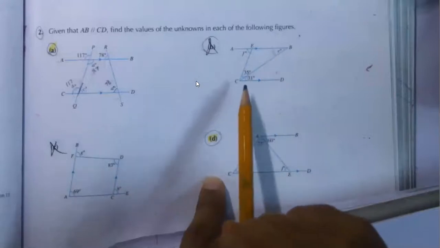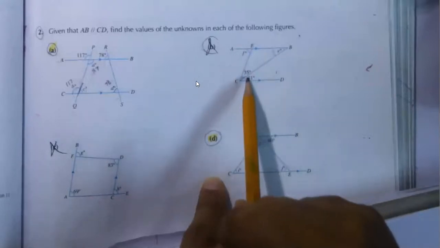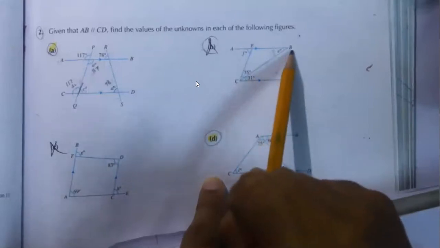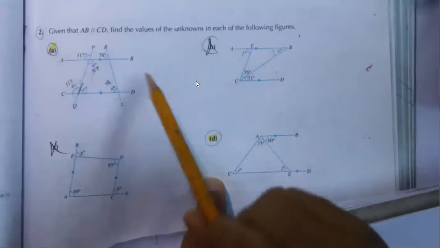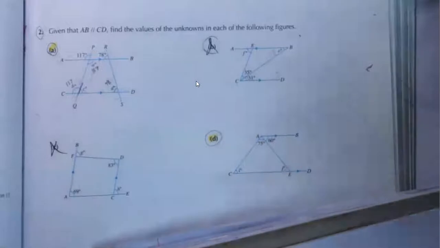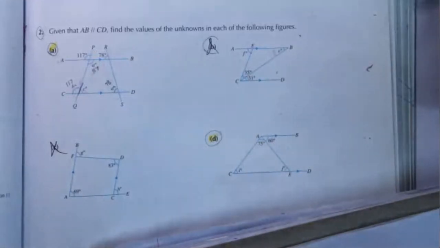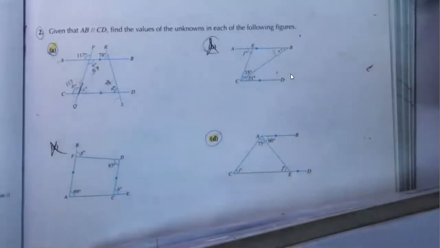Good job, Sabia. This is one transversal. CE is one transversal. The other transversal is CB. Now tell me, how can we find out E? E and 35 are interior angles? 31 and E, they're alternate angles. Yes, they are alternate angles.